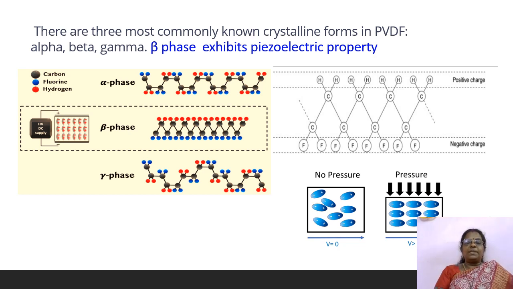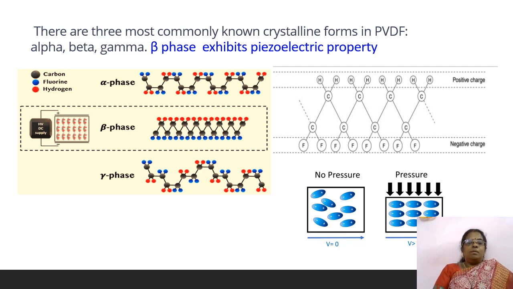See, for any smart material, the basic structure decides its property, right? So alpha phase and gamma phase do not show much piezoelectricity, but the beta phase of the PVDF shows a piezoelectric property. You can see in the figure, right? So what is alpha phase? How is it structured?